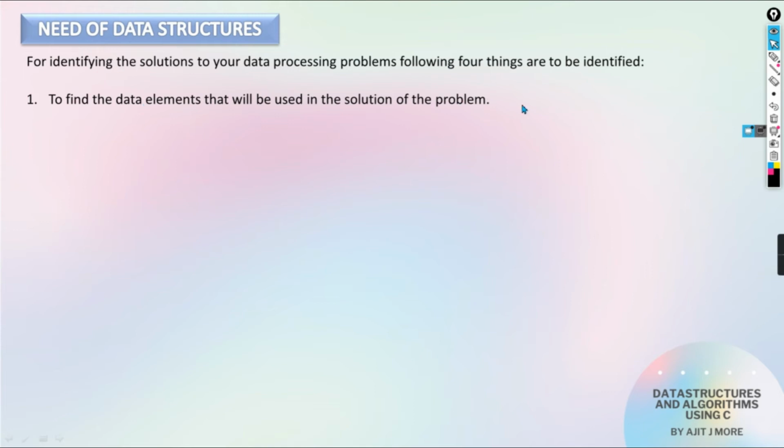Just to give a very simple example, say your data processing problem is calculating the area of a circle. Getting it? Calculating the area of a circle, what is the first important thing you're going to process in it? The radius. Then you'll need one constant, pi. That is also data, no? Which you're going to process.